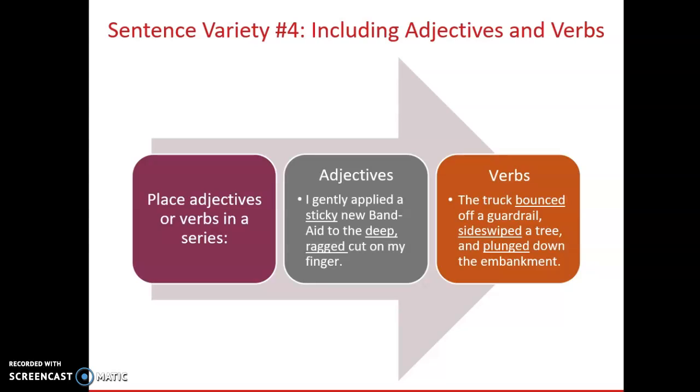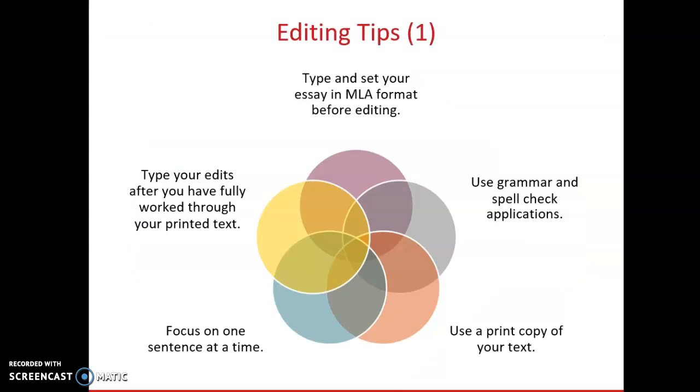Sentence variety, including adjectives and verbs. Place adjectives or verbs in a series. Adjectives. I gently applied a sticky new band-aid to the deep rugged cut on my finger. See, adding those adjectives. And then varying your verbs. The truck bounced off the guardrail, sideswiped a tree, and plunged down the embankment.